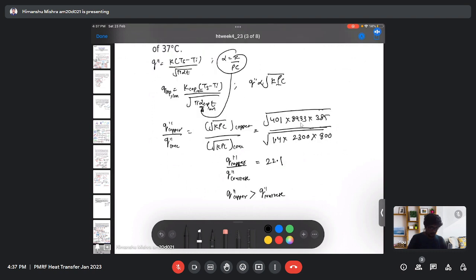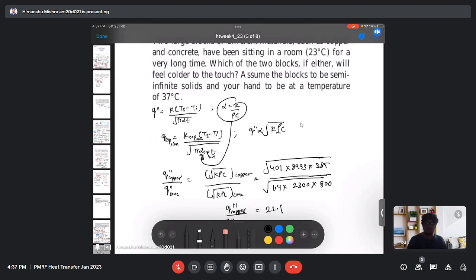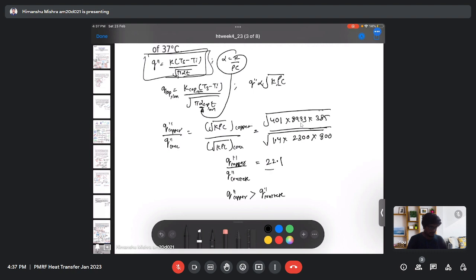So here in this question, we need to decide. Basically, we just need to find out the heat transfer comparatively in copper and concrete. And we are given the condition that both blocks can be treated as a semi-infinite solid. So we use the relation for the semi-infinite body for both copper and concrete to find the comparative heat transfer rate. So we found that heat transfer in the copper is 22 times greater than heat transfer in the concrete, which means that after some time, when you touch the copper block, you will find that it is much cooler than the concrete block.